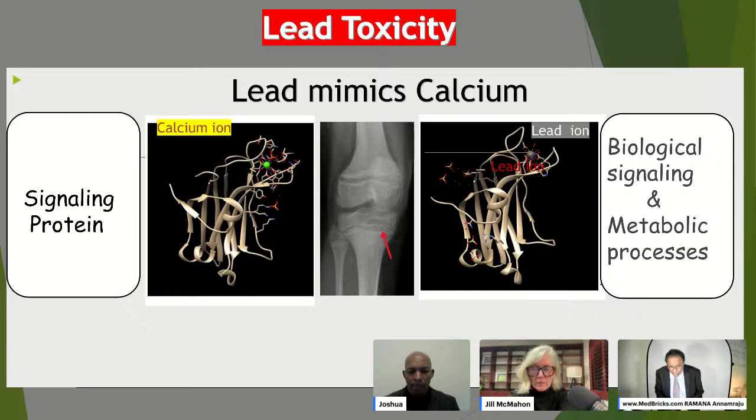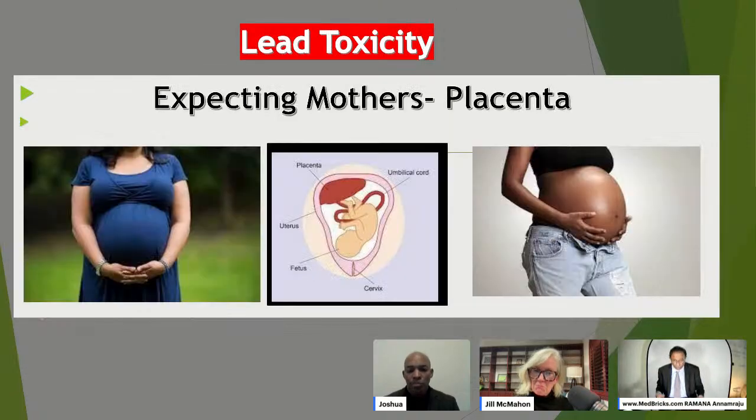The problem with the lead is actually a scientific problem: lead mimics the calcium ion. So the body doesn't know the difference between calcium and lead. So it doesn't know how to get rid of it. That's a problem. So it will pile up, and it affects the biological. Lead is a serial killer of the human body. It interrupts the biological and the signaling process, and eventually it affects the metabolic process. So the autism and all those things, signaling proteins that affect it.